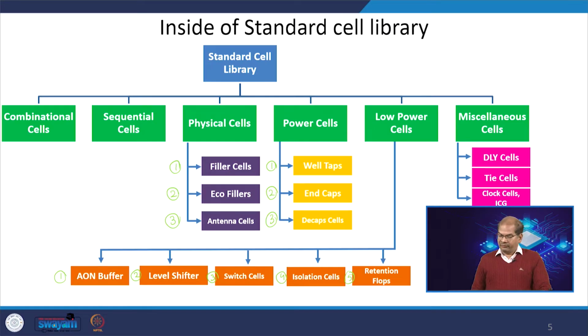Now, finally, we have some other miscellaneous cells such as delay cells, then the tie cells, then clock cells or integrated clock gating cells. This is the variety of cells available inside your standard cell library. This low power cell is also called the power connectivity cell. Those are used in low power ICs, where power is one of the main objectives of our design.